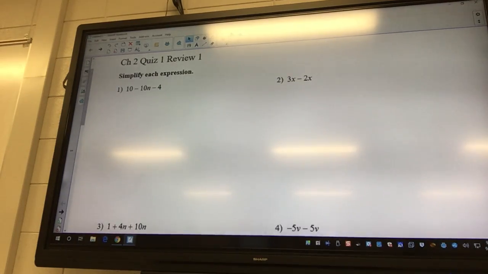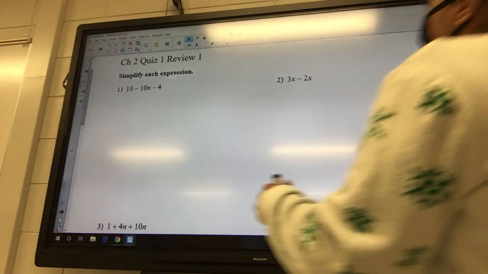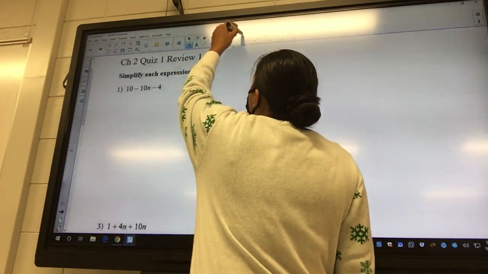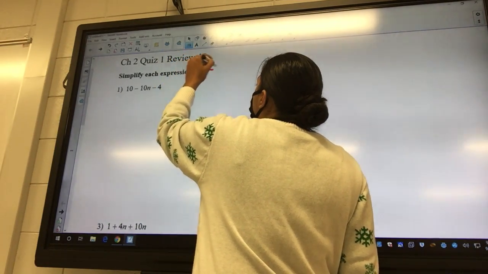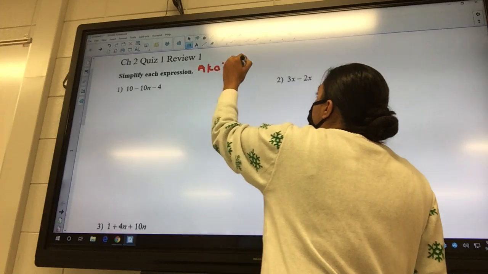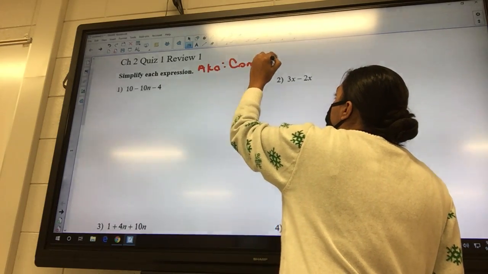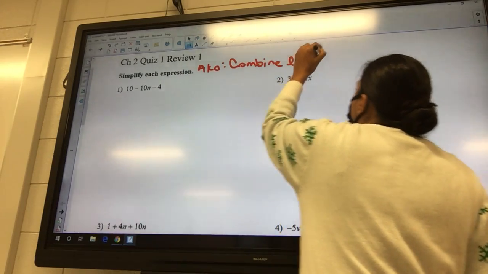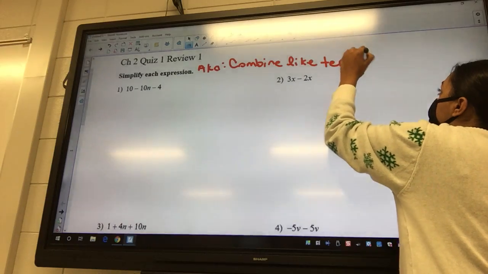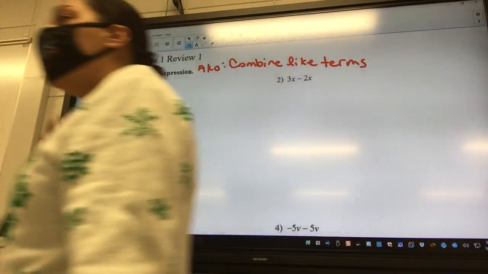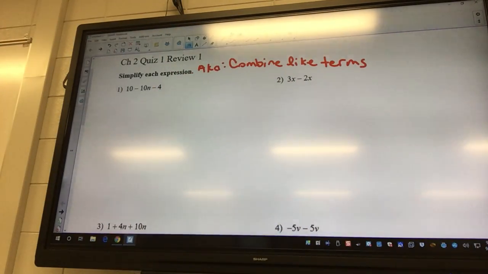Okay, this says simplify each expression. So this is AKA combine like terms. That's what it means. If you don't know what that means, the fancy simplify each expression, it means combine like terms. It does not mean solve. It means combine like terms.